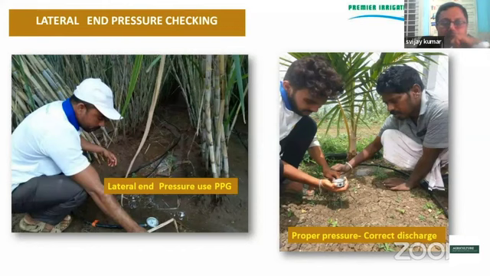So if the pressures are right, that means your drip system is working correctly. If there is a difference in pressure or something has happened, that very clearly shows you that there is a blockage or some other problem. So we give you a portable gauge at the end of the drip line. You can apply this gauge and check the required pressures as stipulated in the guidelines.